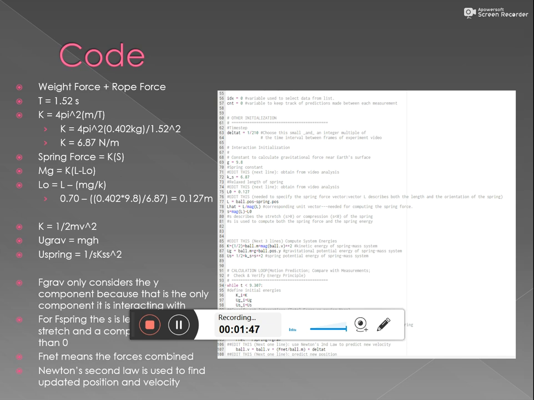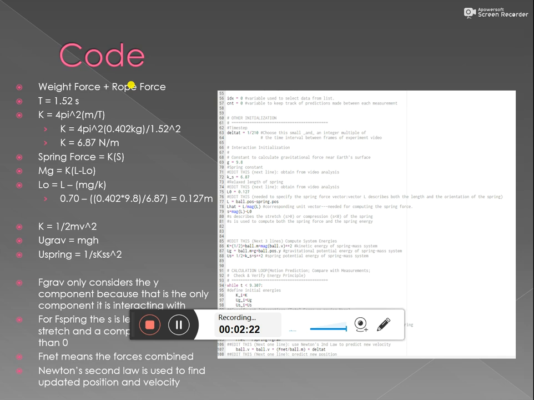Some of the changes that I made in this part were that I showed the weight force plus the rope force. I set T equal to 1.52 seconds, and then I used that to calculate k, and the equation for that is 4 pi squared times m over T squared. So you can see I did the calculations here, and I ended up getting 6.87. The spring force is ks, mg is k times L minus L naught, and then L naught is L minus mg over k, and I calculated that using the numbers that I was given, and what I found for L naught was 0.127 meters.